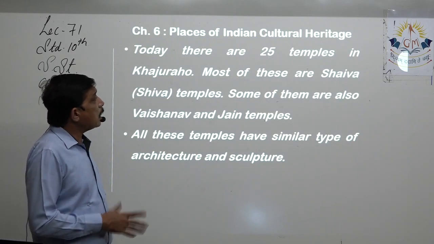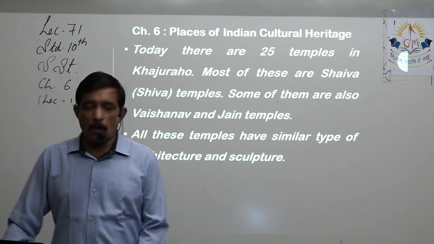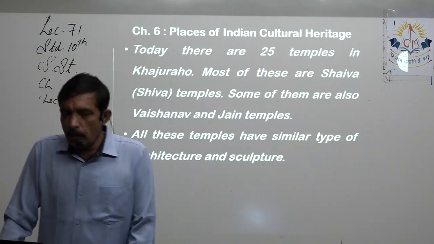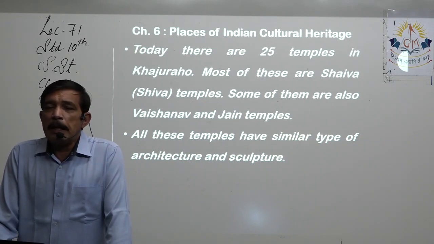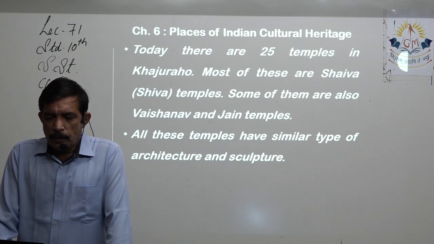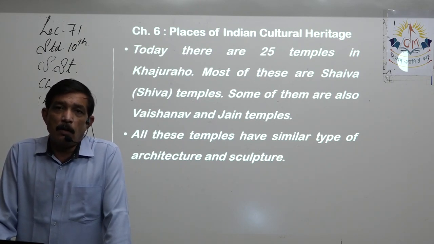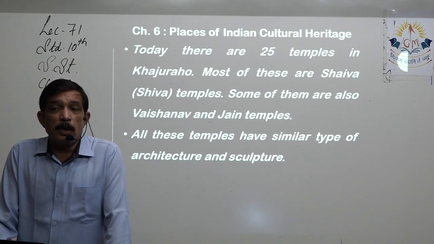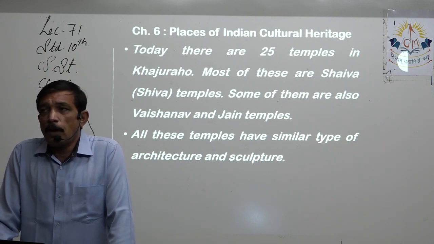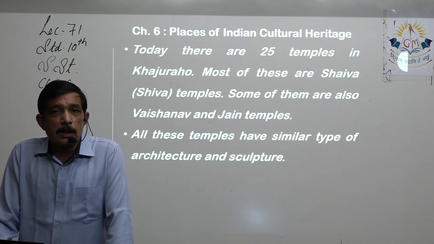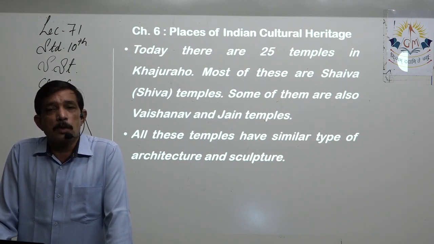Today there are 25 temples in Khajuraho. Most of them are Shaiva or Shiva temples. Some of them are also Vaishnav and Jain temples. It's a mixture of them. In total, some 25 temples are remaining now. Many of them have been ruined, destroyed, but there are still 25 temples that are intact. If I'm talking about 905 AD construction, then this is 2020. That means almost over 1000 years, right?